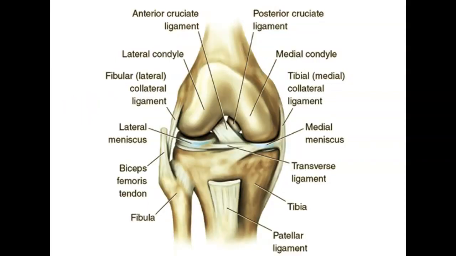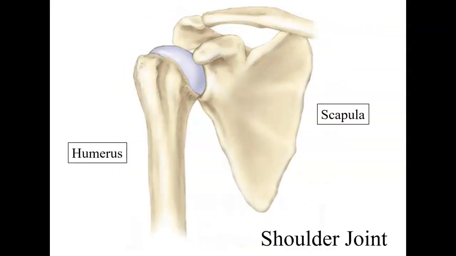Okay, so that was a little review of the knee joint. Make sure you go back and practice learning all the menisci, the ligaments, and the tendon, and also look at the sagittal view and practice the parts of the synovial joint.